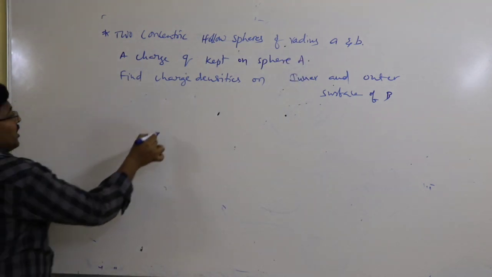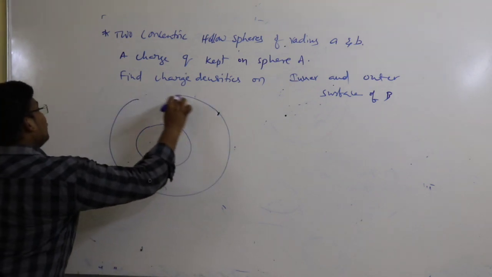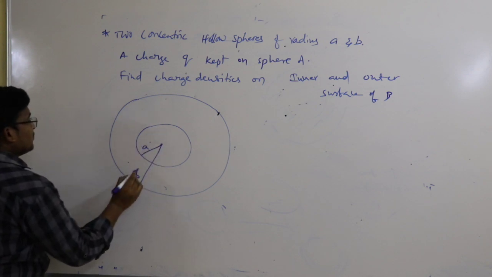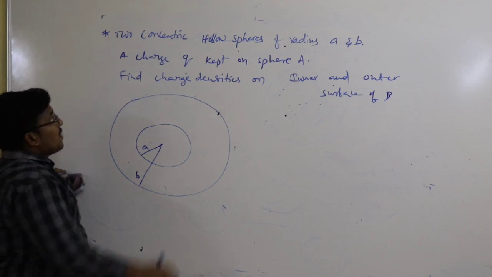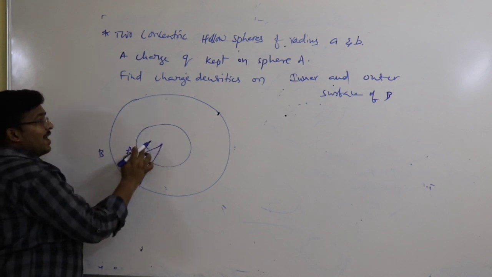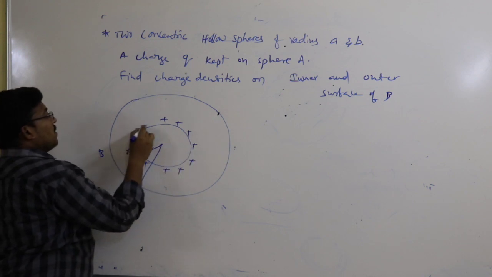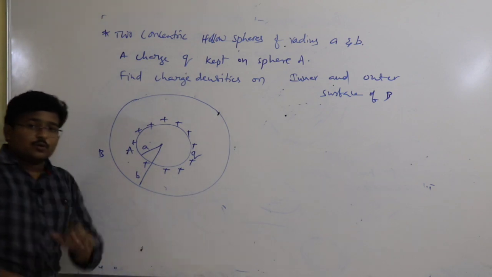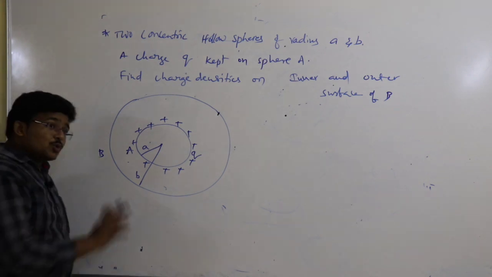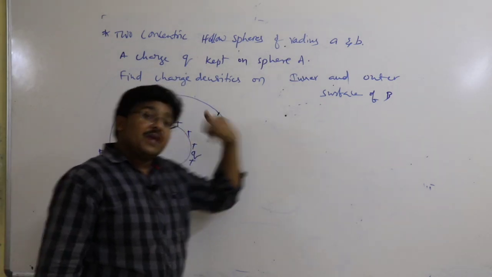So I am taking two hollow concentric spheres. This is one sphere, this is one more sphere, concentric, whose radius is A and this radius is B. Now, for this sphere A, this is sphere A, this is sphere B, I am giving a charge Q. So what is the charge I have given? Q. You know that for a hollow sphere, when you give a charge, it is present on the outer surface. Now they are asking to find the charge densities on the inner and outer surfaces of the B.